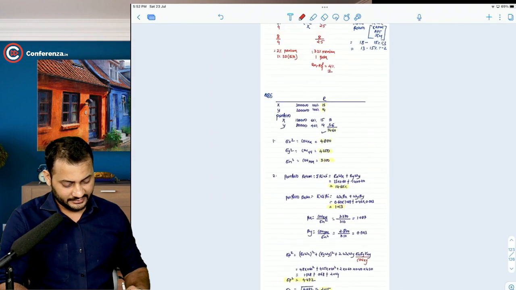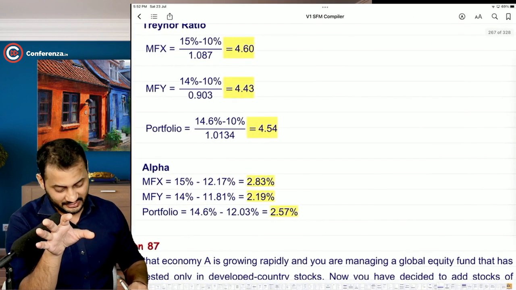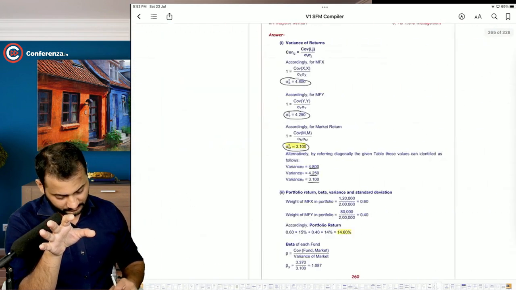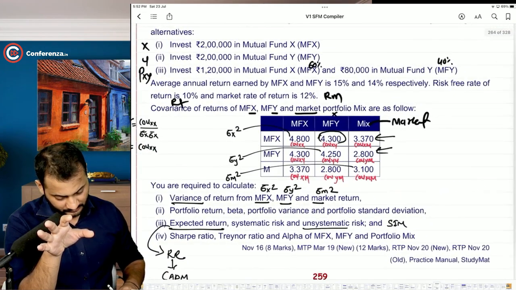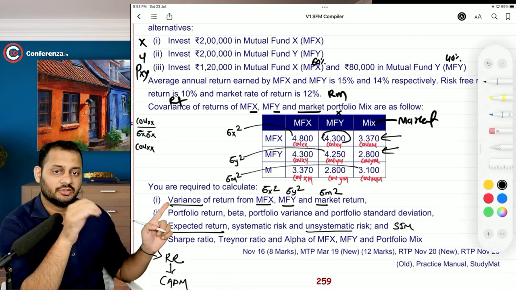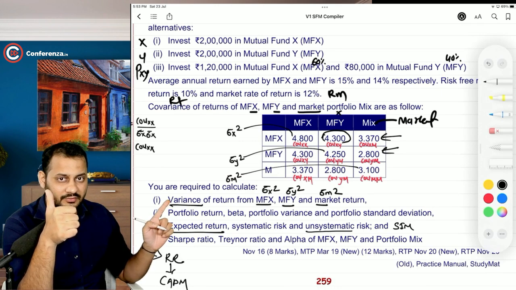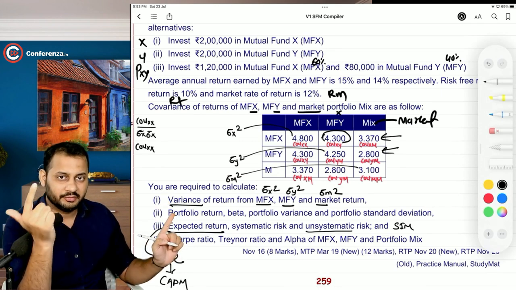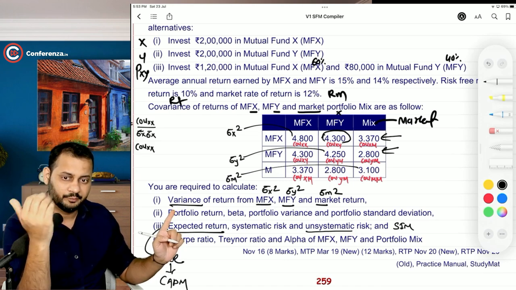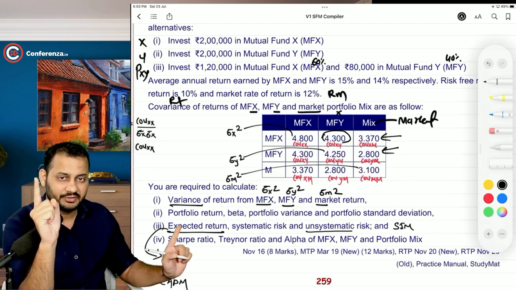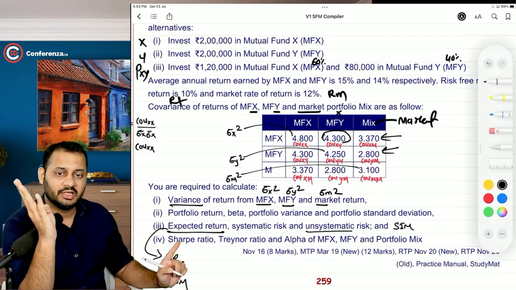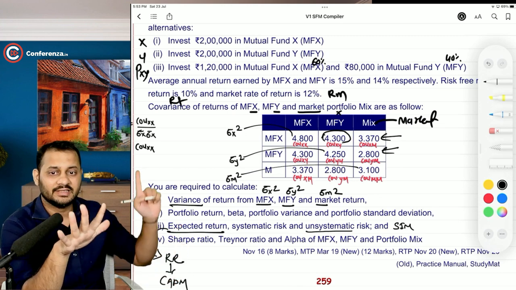So how many concepts have you learned in this question? Let's find out. See, we have covered variance of the return. Okay, that's one concept. Portfolio return, portfolio beta, portfolio variance, and portfolio standard deviation. 5. Expected return, that means CAPM. 6. Systematic risk, unsystematic risk. 7 and 8. Sharpe ratio, Treynor ratio, and Jensen's alpha.